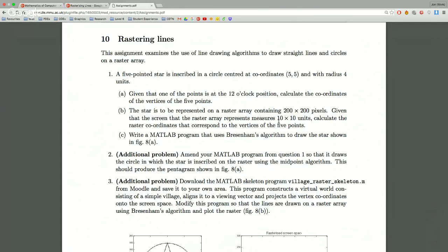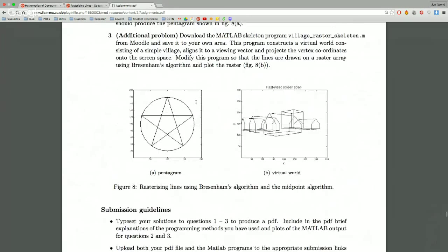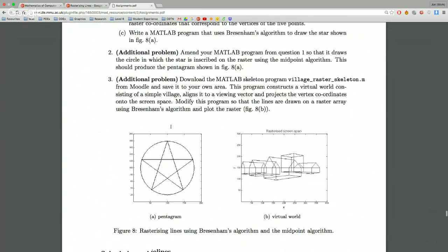Part C is write a MATLAB program that uses Bresenham's algorithm to draw the star, as shown in the figure below. So there's my five-pointed star. Ignore the circle for now. You can see there's a five-pointed star and it has lines going in all directions. Those are drawn using Bresenham's algorithm. So that's assignment 10.